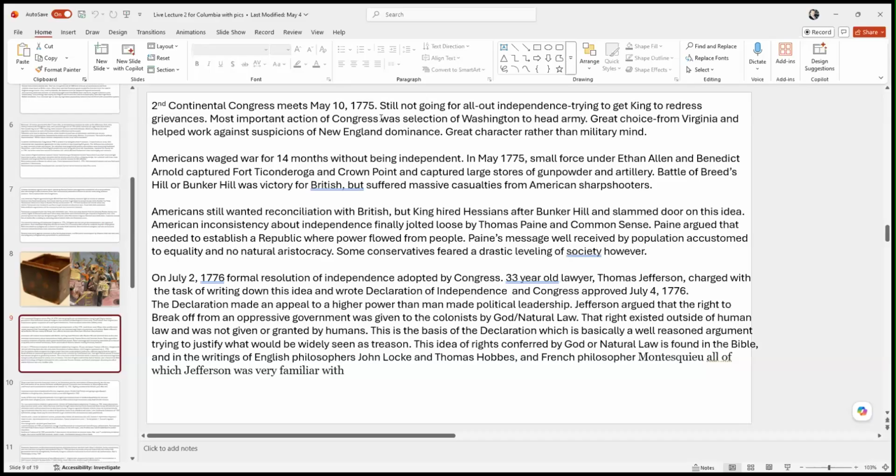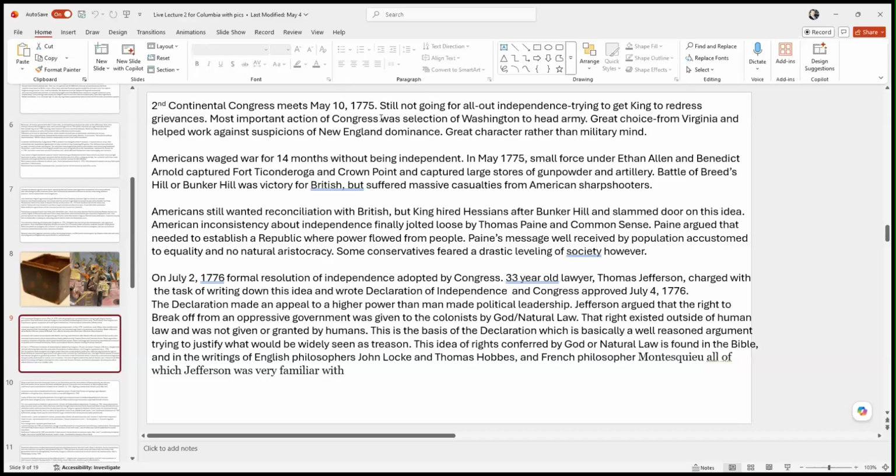They selected a young lawyer named Thomas Jefferson. He was only 33 years old. You can imagine that. And he was given the task of writing this up basically in a legal document and explaining to the world why it was okay for these colonies to revolt against England. So Jefferson was a very well-educated fellow. He had studied a lot of philosophy and government history and things like that.